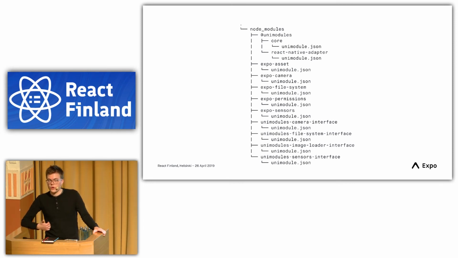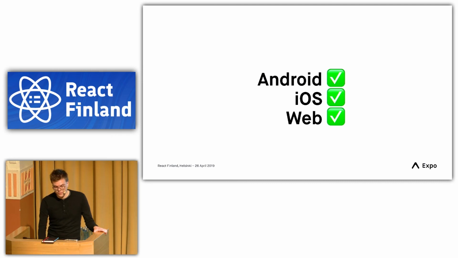So now we've covered Android, iOS, and for web, there isn't anything special we need to do because there are no native modules. All the web Unimodule code just uses the browser APIs that are available. So Android, iOS, and web are all covered.